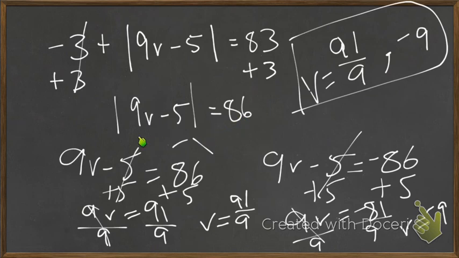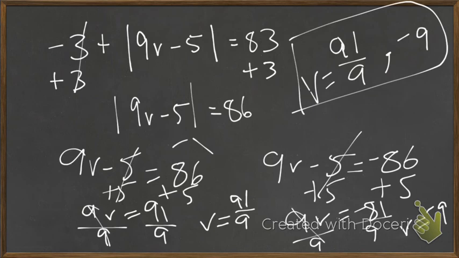Okay, 91/9 checks out. Let's put in a negative 9. 9 times negative 9 is negative 81. Negative 81 minus 5 is negative 86. The absolute value of negative 86 is? 86. It checks out. Whew. I'm glad because that was a lot of work if I was going to have to redo something, you know? I'm glad that one checked out.